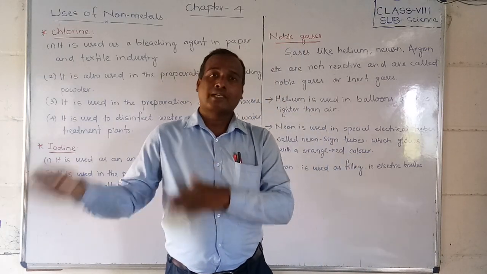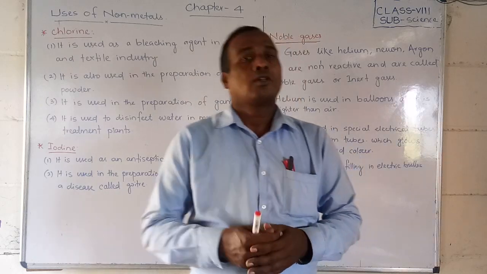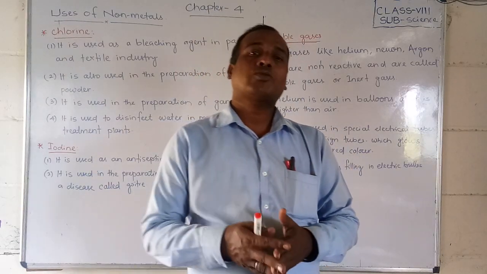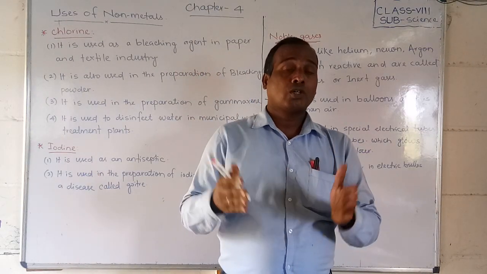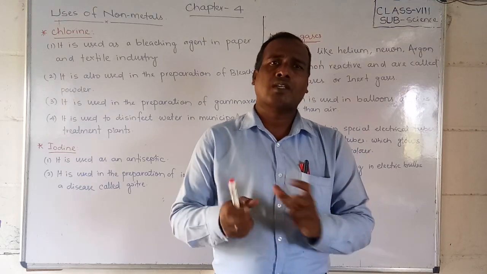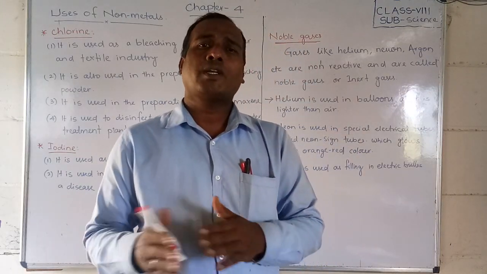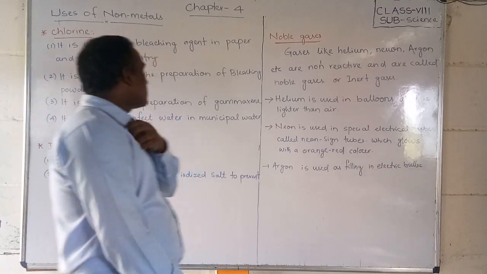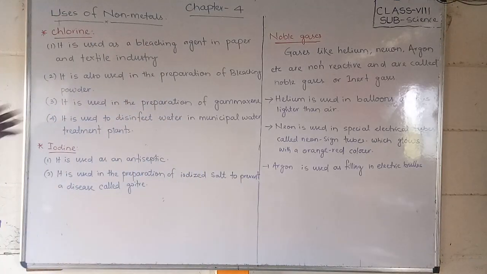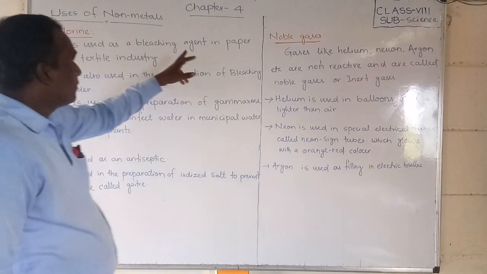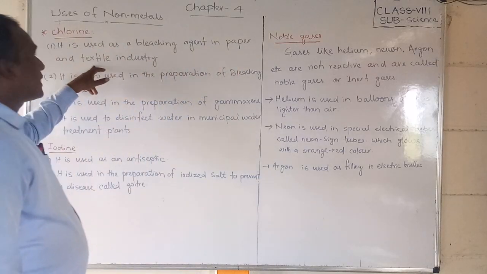And chlorine, where do we generally get it from? We get it from the seashore level. Okay, so students, we will study chlorine, fluorine, bromine and iodine in higher classes. We will see that later. Now, we generally use chlorine as a bleaching agent in the paper and textile industry.